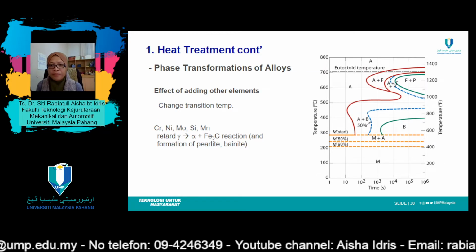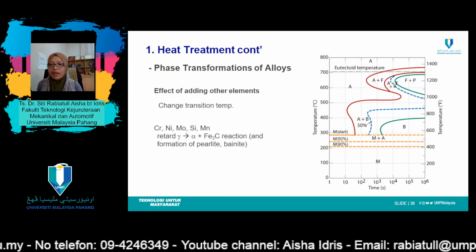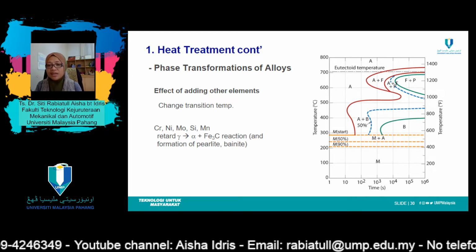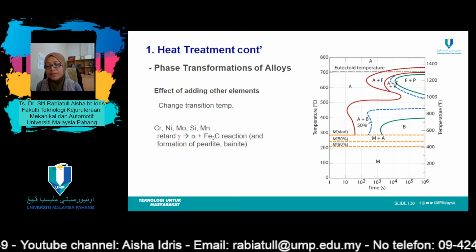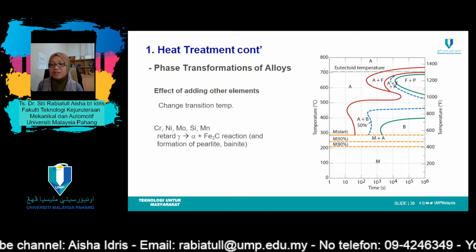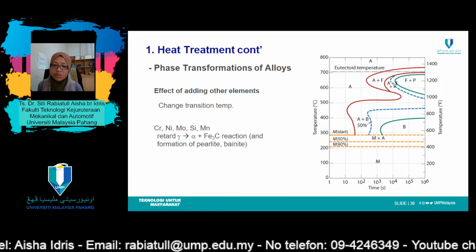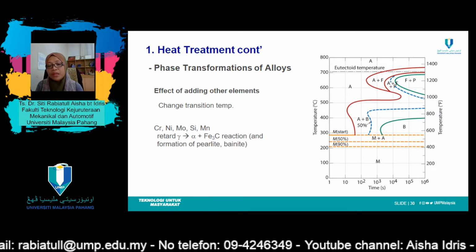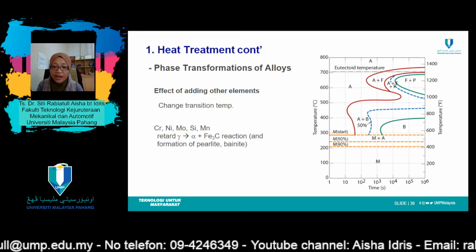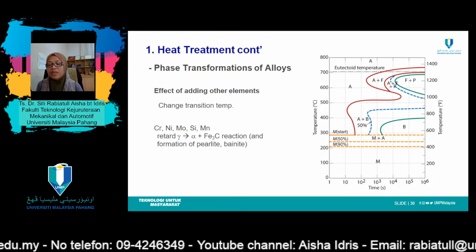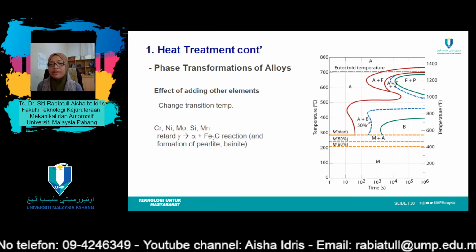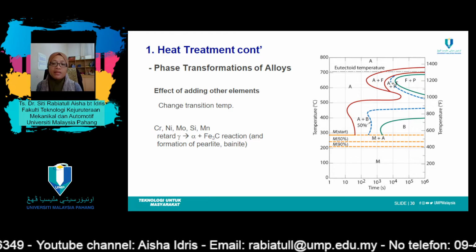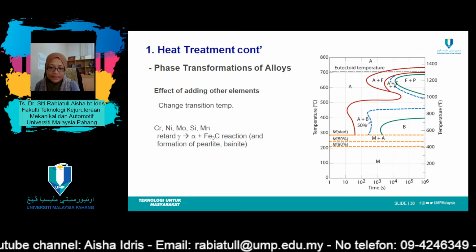Other than that, if we add other alloying elements into the steel, it will change the transition temperature. So it will take some time to reach, for example, martensite or austenite or ferrite, bainite, and so forth. Examples of alloying elements include chromium, nickel, molybdenum, silicon, and manganese. The addition of these elements will retard the formation of, for example, austenite to alpha ferrite and cementite, or bainite or martensite.